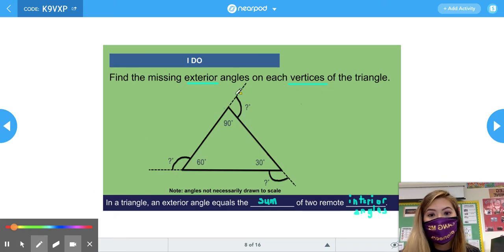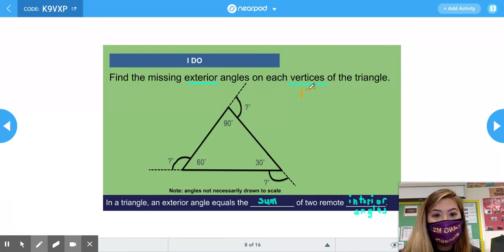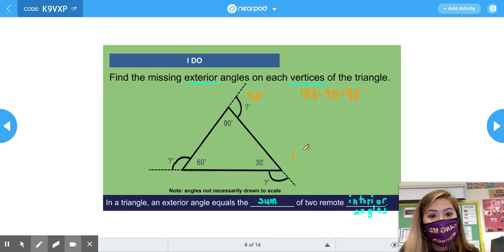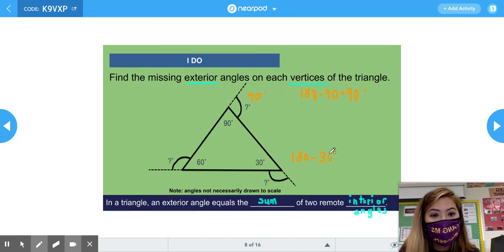So basically, to solve this problem, we know that a straight line is 180 degrees. And if we know what the interior angle is, which is 90 degrees, we're going to subtract 180 minus 90, which gives us 90 for this first exterior angle. So that means this first exterior angle is 90 degrees. Then for the second exterior angle, we're also going to subtract 180. And our interior angle is 30, so we're going to do 180 minus 30, which gives us 150 degrees. So the second exterior angle is 150 degrees.